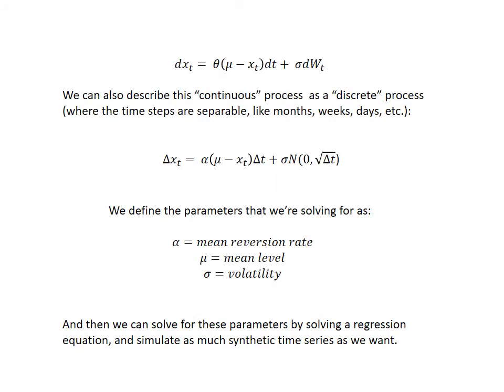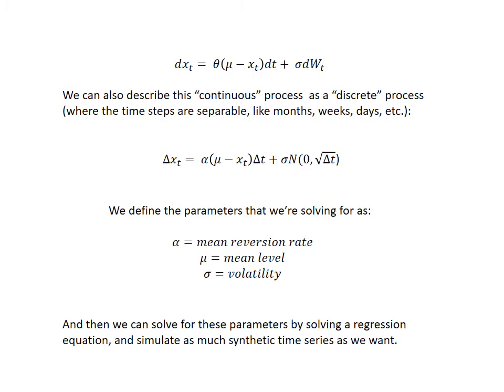So we can also, as I mentioned, change this continuous mathematical process to one that's discrete, so where we're talking about separable time steps like weeks, months, days, etc. And so the discrete form of the equation looks pretty similar to the continuous form, although all the derivatives turn into deltas. We still have the main characteristics of the equation that look very similar. So alpha here takes the place of theta, and alpha is the mean reversion rate.